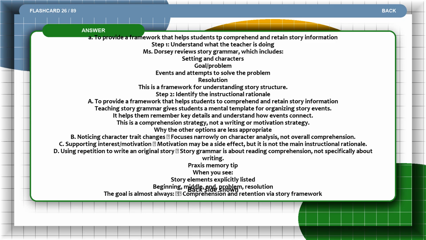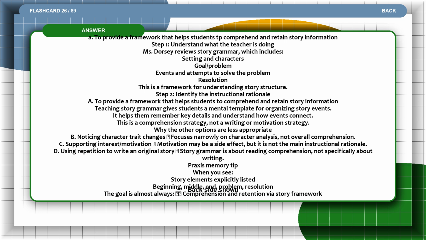The answer is A. To provide a framework that helps students comprehend and retain story information. Step 1. Understand what the teacher is doing. Ms. Dorsey reviews story grammar, which includes setting and characters, goal/problem, events, and attempts to solve the problem, resolution. This is a framework for understanding story structure.